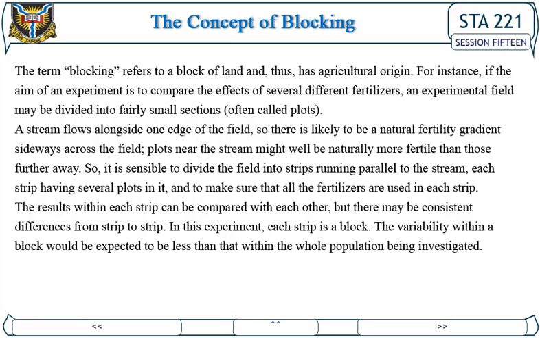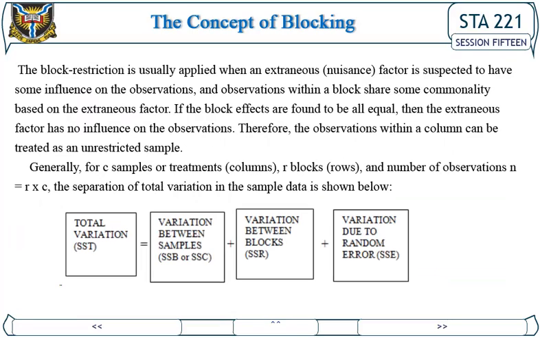So, it is sensible to divide the field into strips running parallel to the stream, each strip having several plots in it, and to make sure that all the fertilizers are used in each strip. The results within each strip can be compared with each other, but there may be consistent differences from strip to strip. In this experiment, each strip is a block. The variability within a block would be expected to be less than that within the whole population being investigated.